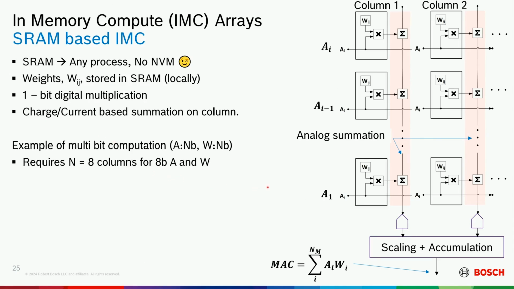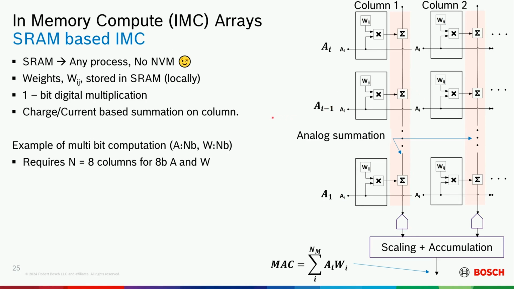So right now I've only shown 1 bit, but if you wanted to scale something like this to multi-bit, what you need to do is add columns. If you have an 8-bit design, then you would need 8 columns. Column 1 would be storing the MSB for each weight, then the MSB-1, etc., all the way to the LSB.